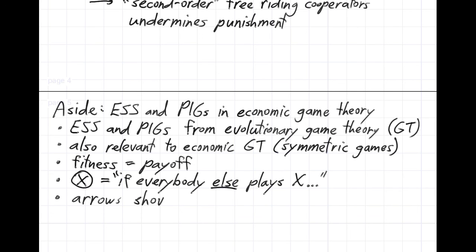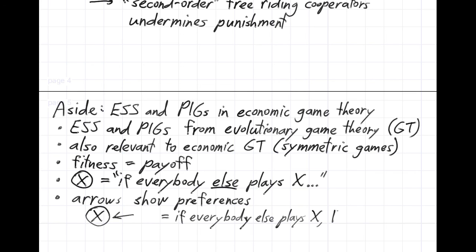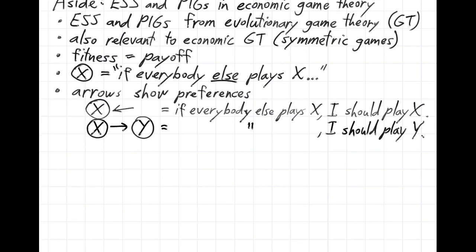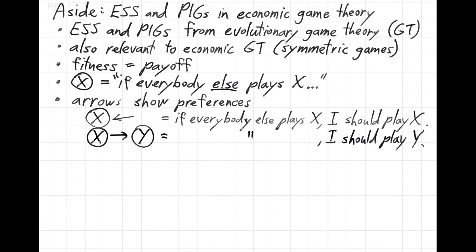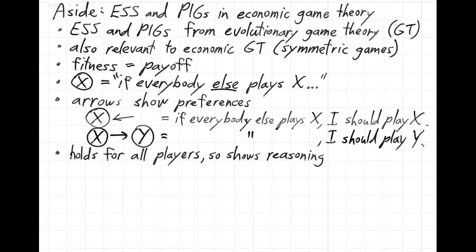Then in these pairwise invasion graphs, these states of all one population means if everybody else plays X, and the arrows show preferences, i.e. what I should do. So you can read something like X, arrow in from somewhere else. That would mean if everybody else plays X, I should play X. And an arrow out, like X goes to Y, would mean if everybody else plays X, I should play Y. And note, everybody is going to be thinking like that. So it's reasonable to expect that the arrows actually show transitions in strategies of all the players in the game. So that means that the arrows actually show rational decision making.